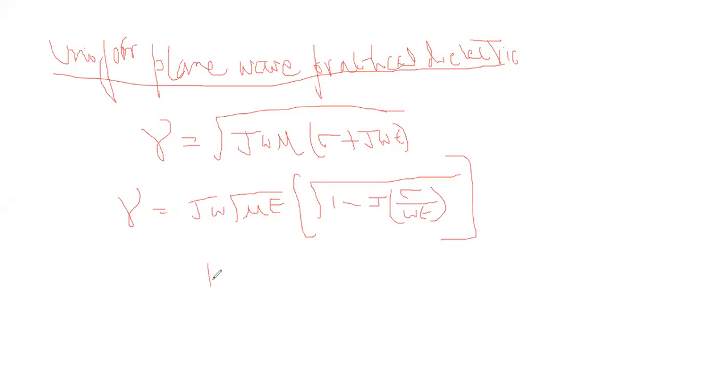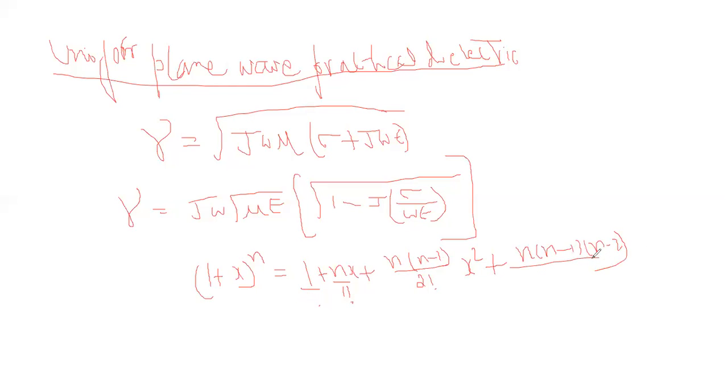Now from this equation, I am using the binomial theorem: 1 plus x to the power n is equal to 1 plus n into x, plus n into n minus 1 by 2 factorial into x square, plus n into n minus 1 into n minus 2 by 3 factorial into x cube, and so on.